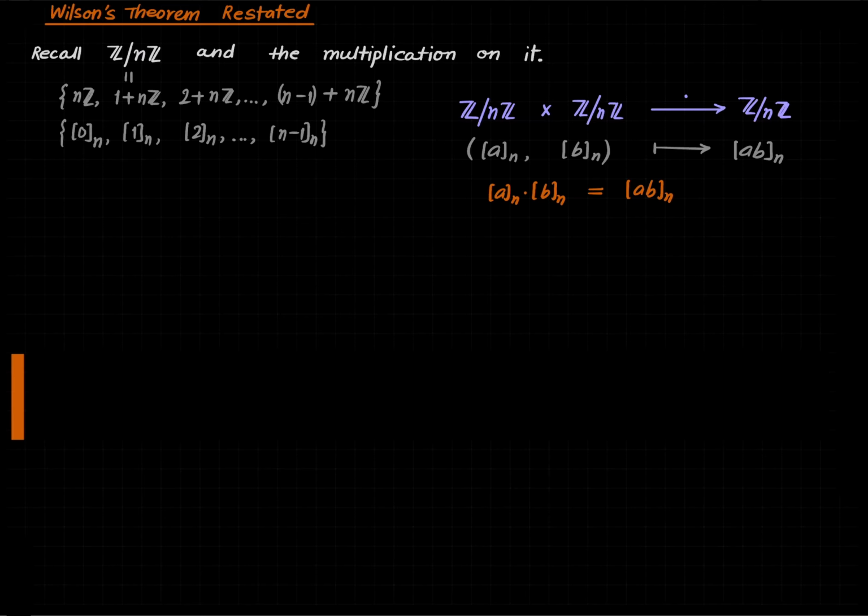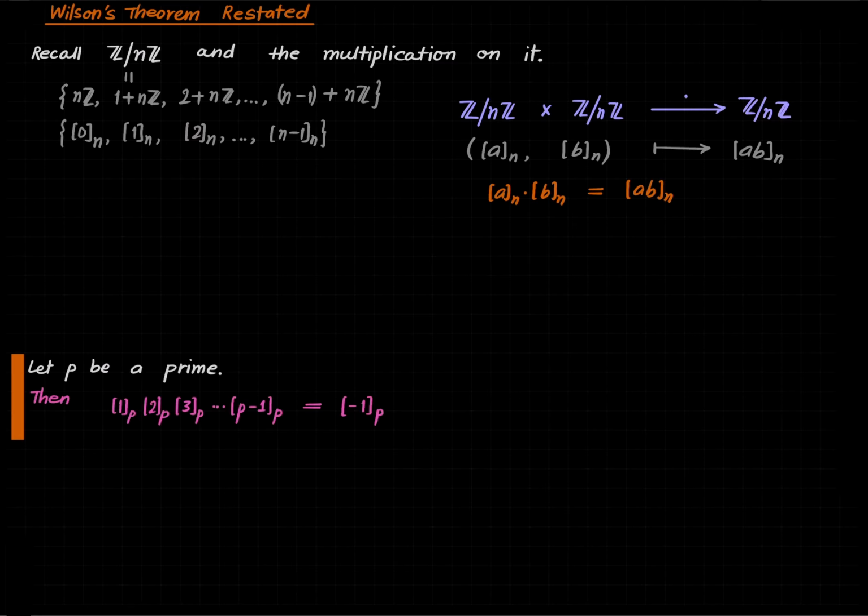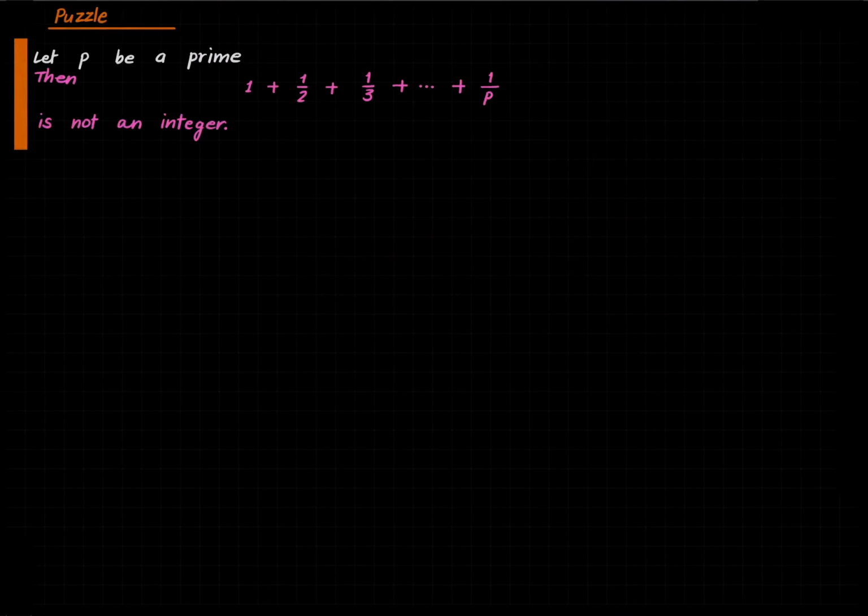So Wilson's theorem can now be restated as follows. Wilson's theorem just says that if you multiply the remainder class of 1 with the remainder class of 2 with the remainder class of 3 and so on up to the remainder class of p minus 1, where p is a prime, then you get the remainder class of minus 1 modulo p. The remainder class of minus 1 modulo p is the same as the remainder class of p minus 1 modulo p. So this is an alternate statement of Wilson's theorem, not really alternate, just the language is different. Okay, so now let's go to some applications or a puzzle.